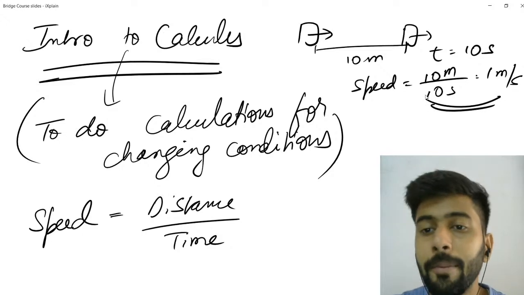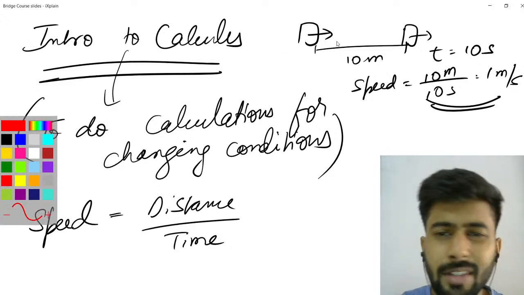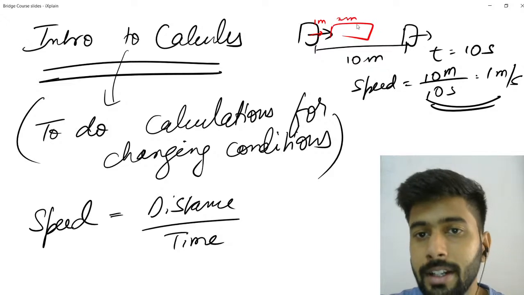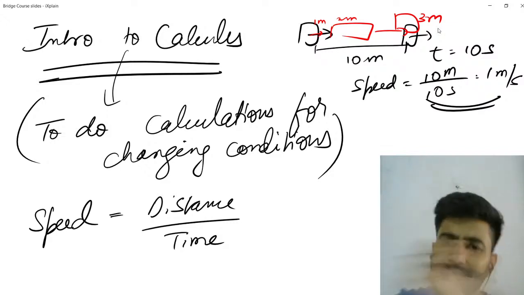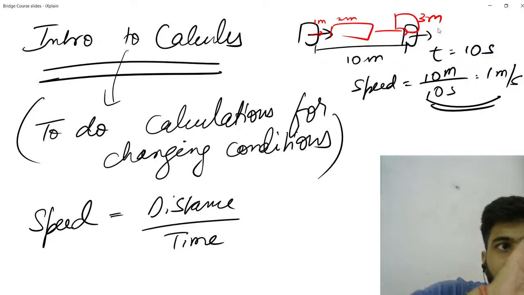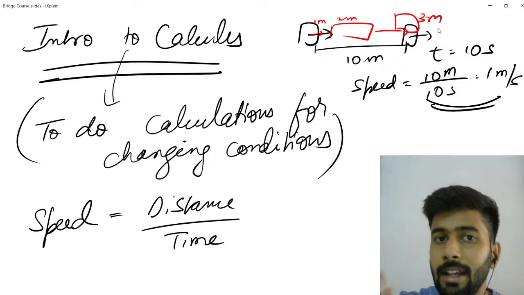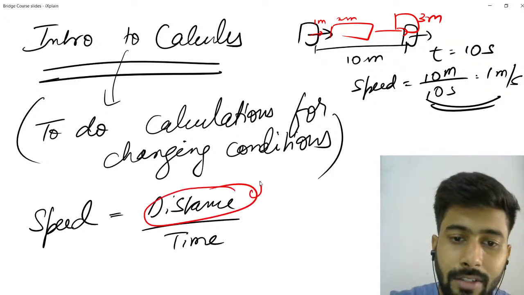Fine. This is how I will get speed. But let's say this car was showing some weird motion, like it covered 1 meter, then it covered 2 meters suddenly, then it covers 3 meters. It's a very changing sort of motion. It's not a uniform, 10 meters covered in 10 seconds type of motion. It's haphazard.